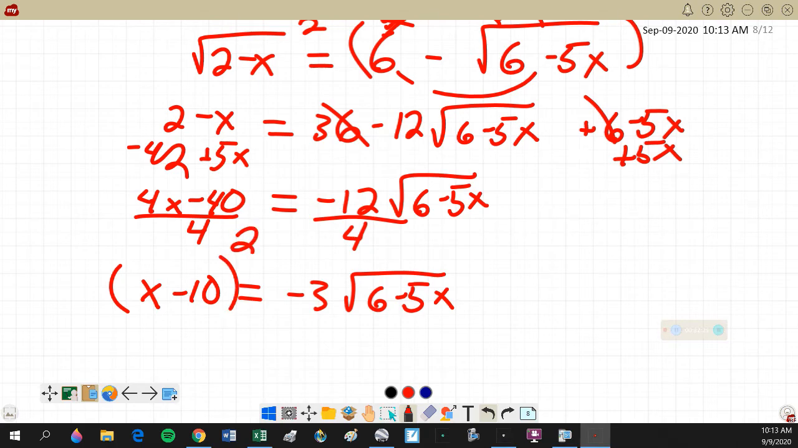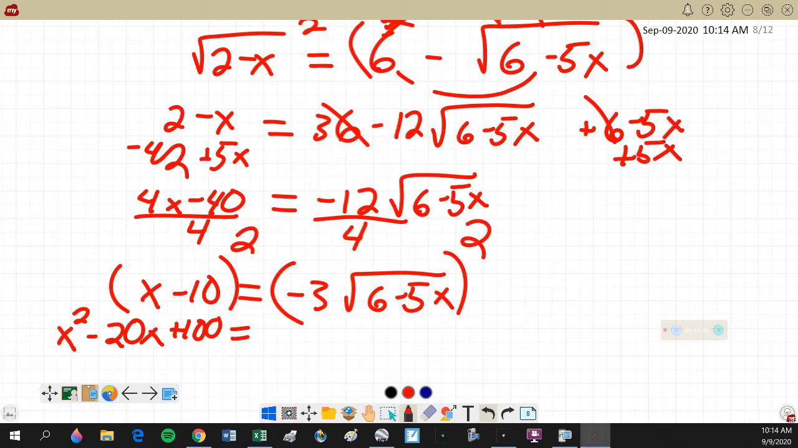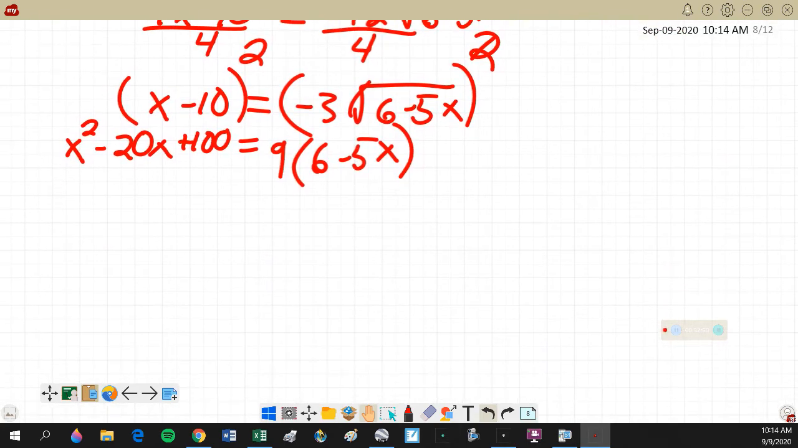We should be getting good at this in our head. The left side will be x squared minus 2 copies of 10x, which is 20x, plus 100 is equal to, square this, 9, and then this cancels that. So 6 minus 5x. Everybody follow? Multiply that in. 54 minus 45x.